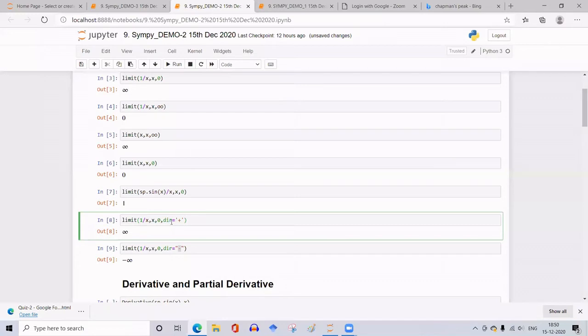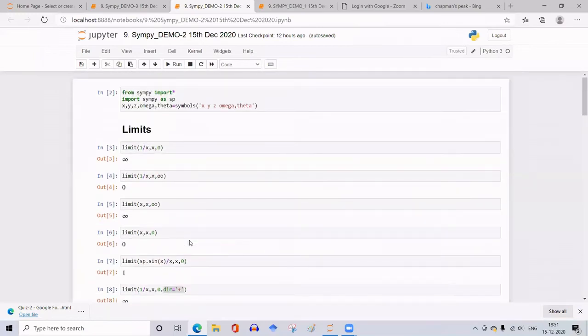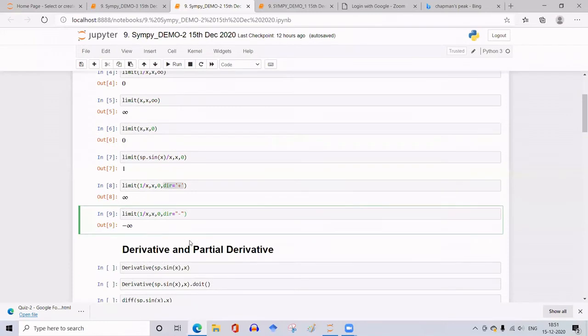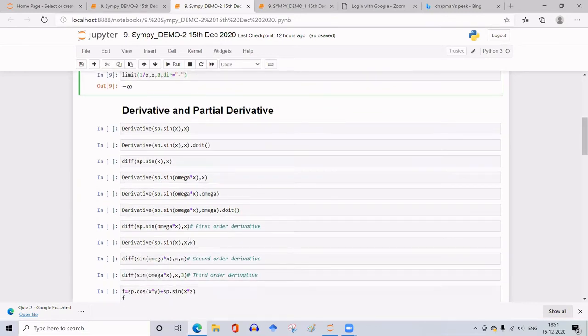Direction. Okay. Learning these simple things will help you when you try to take a certain project and write the code for it. Followed? So is the limits part clear to you? Yes, ma'am. Okay. Next, let us take the derivative.